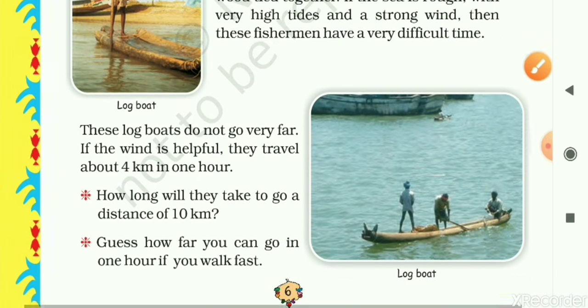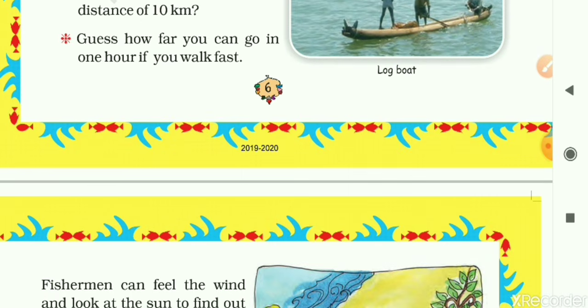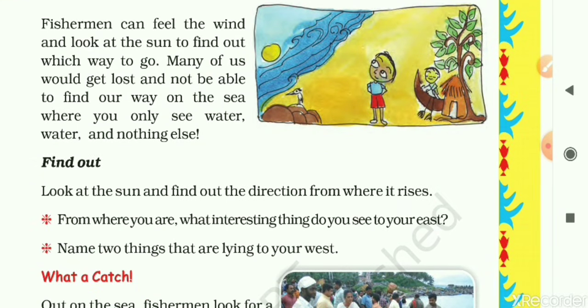Okay, now next, guess how far you can go in 1 hour if you walk fast. Tell me, boys, my dear students. Okay, you will try yourself. Now next, fishermen can feel the wind and look at the sun to find out which way to go. Yes, it is very important information.